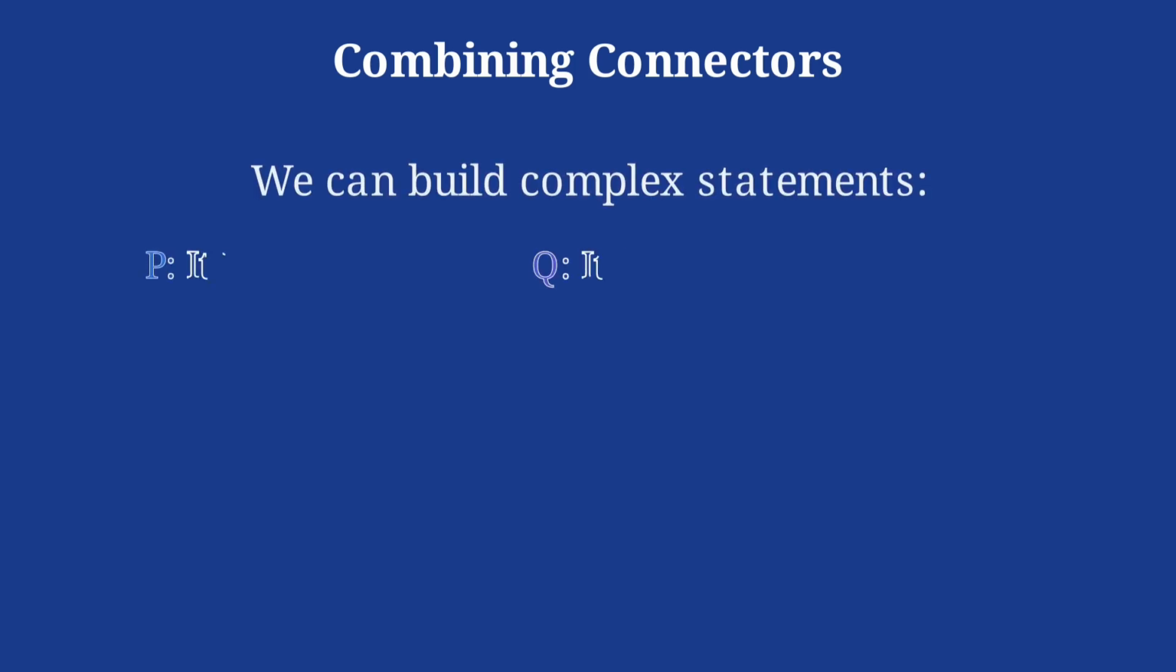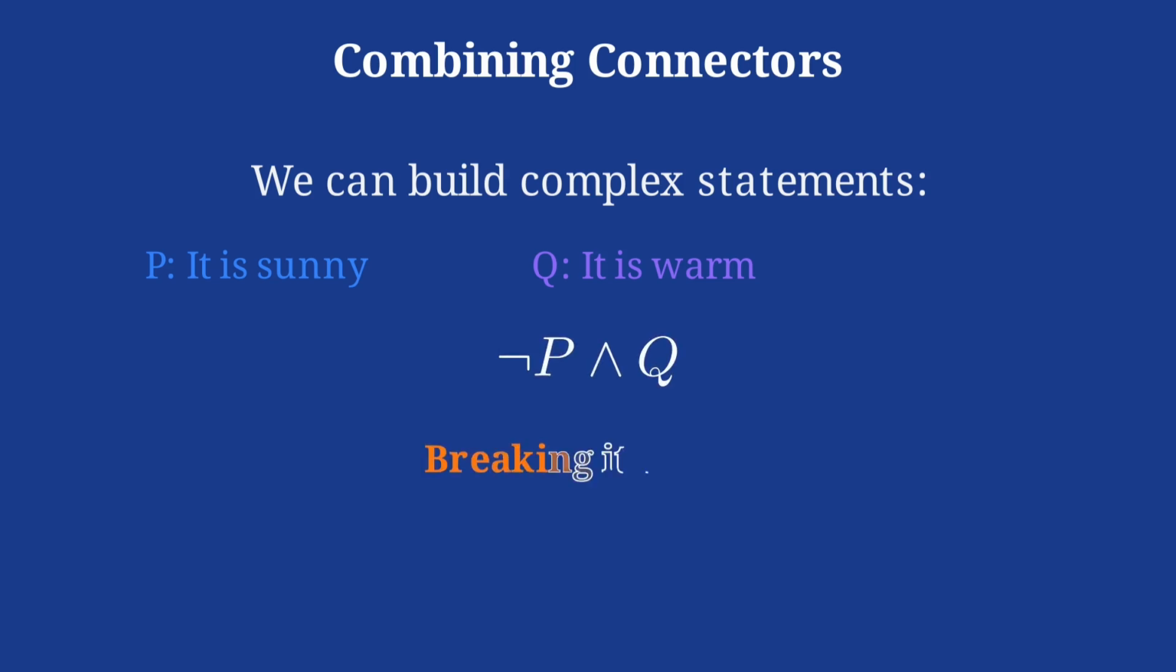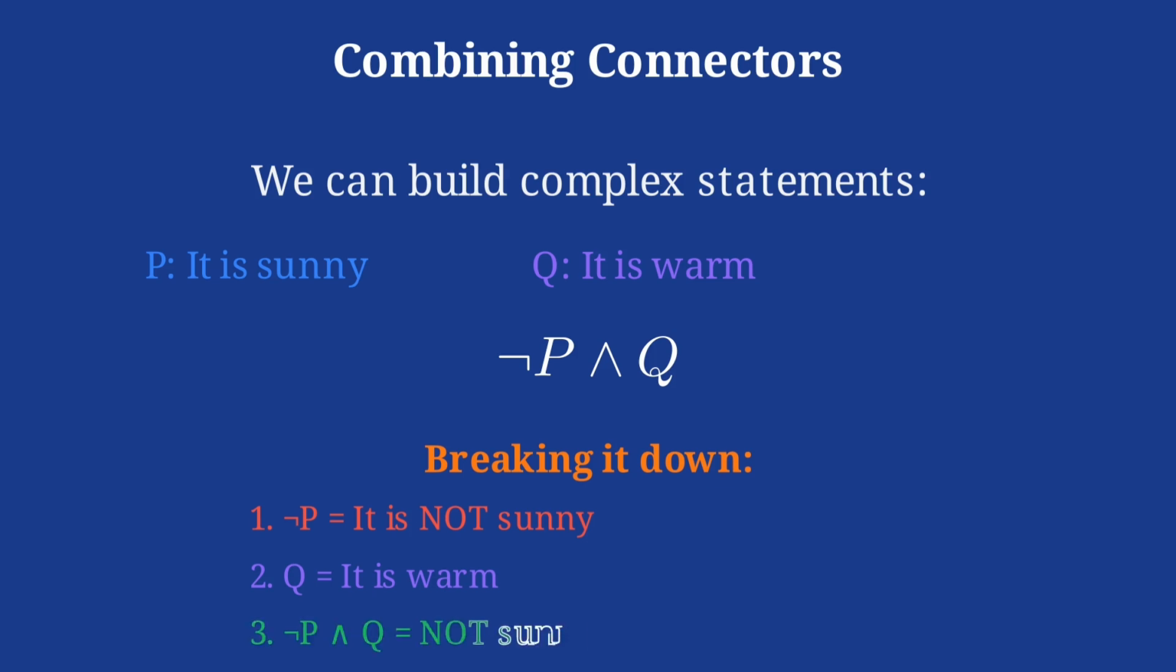Let's define two statements. P: it is sunny. Q: it is warm. Now, what does this complex statement mean? Not P and Q. Let's break it down. First, not P means it is not sunny. Second, Q just means it is warm. So, not P and Q combines these with an and, giving us "it is not sunny and it is warm."